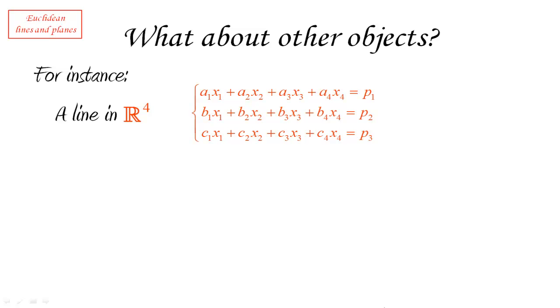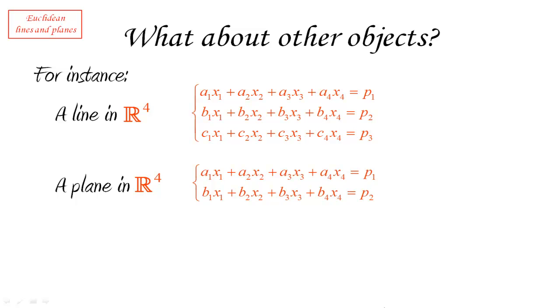On the other hand, if I look for a plane in R4, well, let's think about it. A plane will have dimension 2 in R4. The difference is 2, so that means I'm going to need two equations of two hyperplanes. Remember, a plane is a two-dimensional object. It's going to be given by the intersection of two hyperplanes.